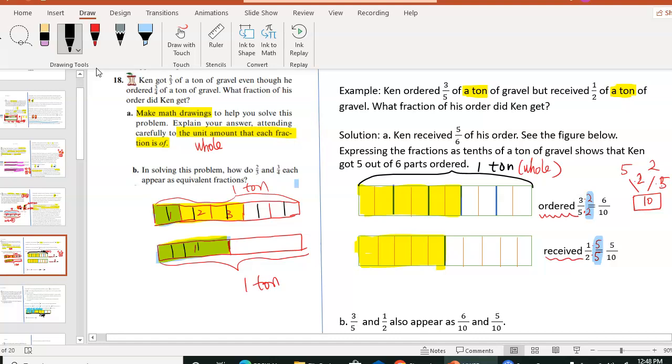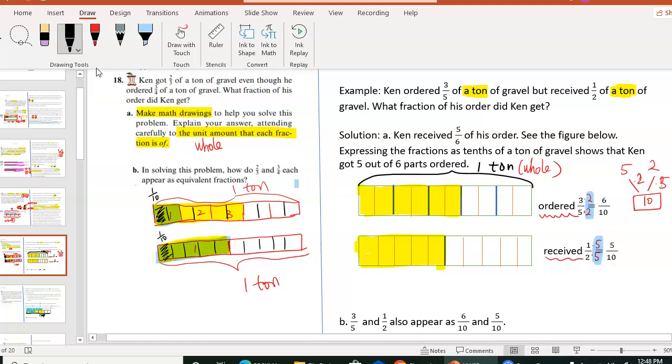So 1, 2, 3, 4, 5. So you have to do the same thing for the other one. 1, 2, 3, 4, 5. So now if you look, each slice must be the same size. And from the fraction, you can tell the size of each part. The definition is 6 parts, each of size 1/10. 5 equal parts, each of size 1/10. So both of them now have the same size, 1/10.